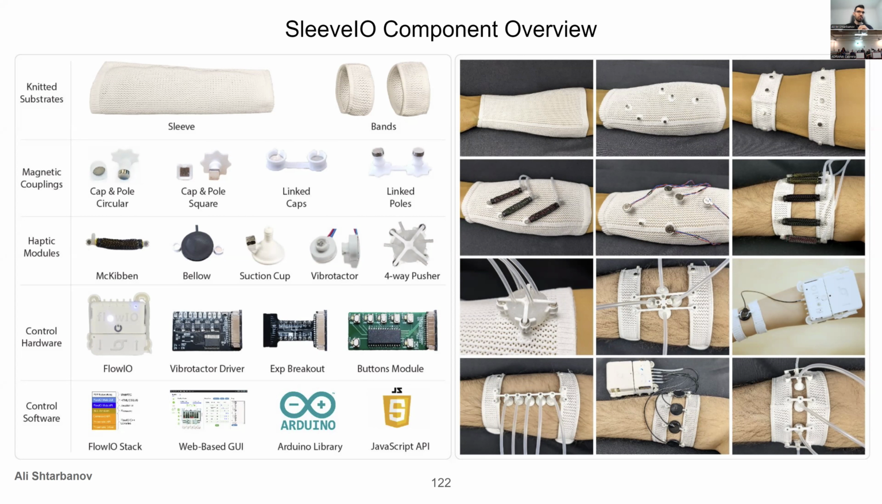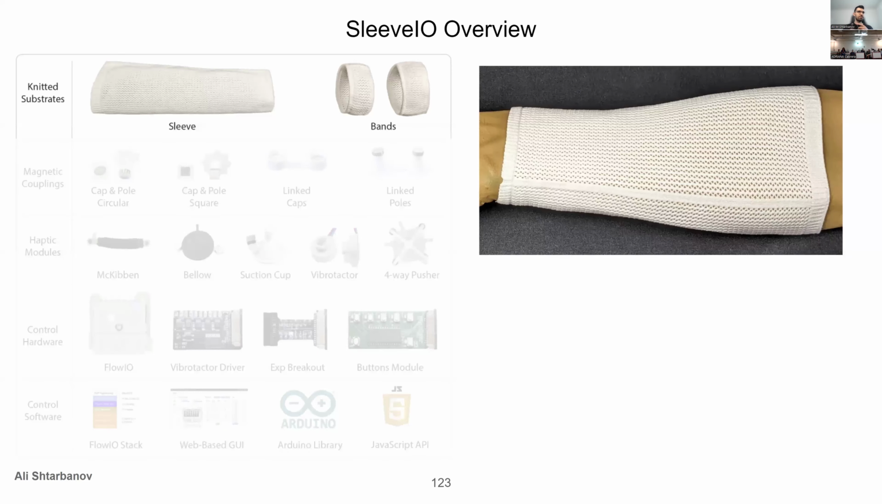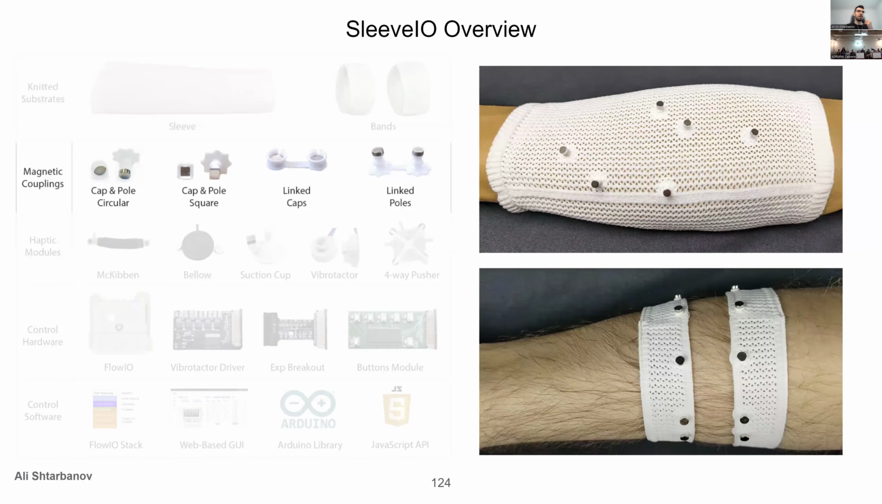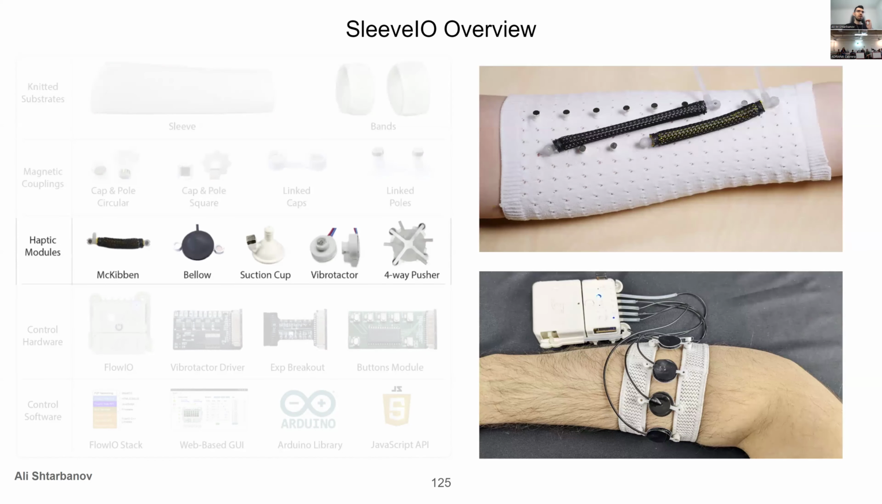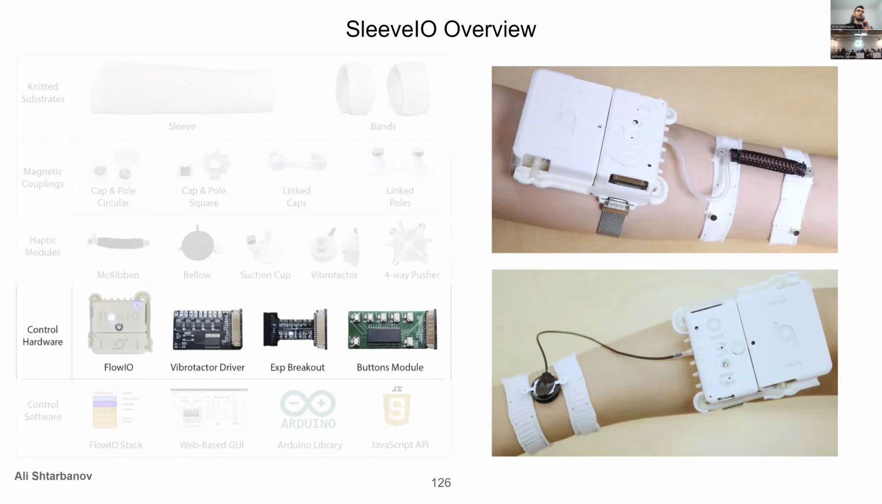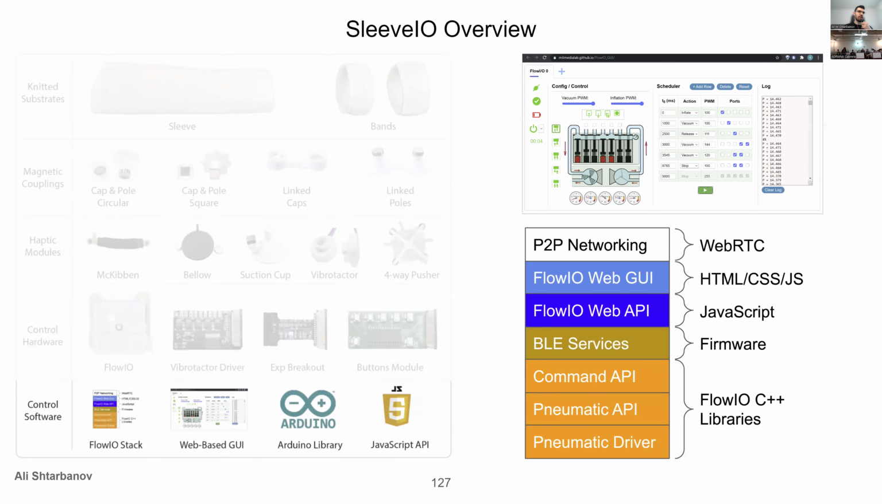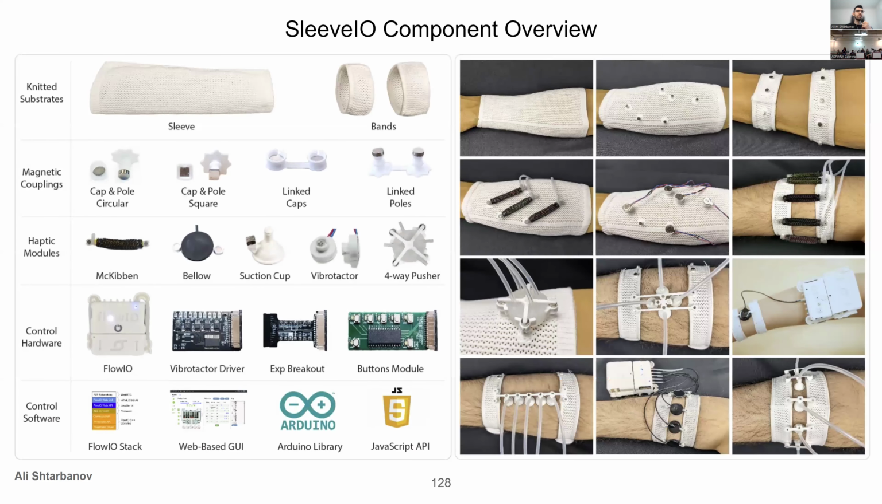SleeveIO features machine-knitted substrates, magnetic couplings consisting of 3D printed poles and caps, 5 types of haptic actuators that attach magnetically, control hardware for pneumatic and electromagnetic actuation and sensing, and a software stack with a user-friendly graphical user interface and libraries.